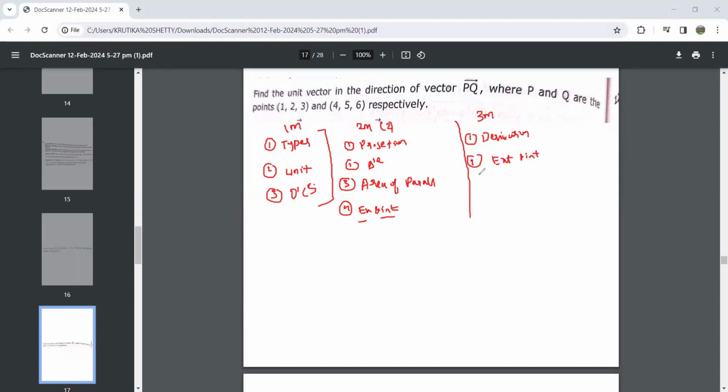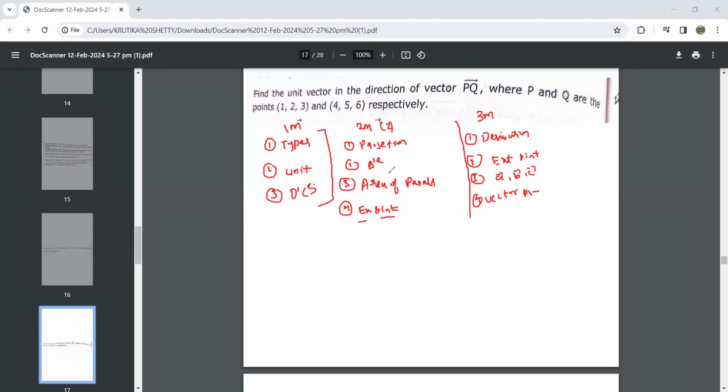If both external and internal have been asked, they ask it for 3 marks. And then the next 3 mark question occurs on finding the dot product of 3 vectors a, b and c. Based on this the question is occurring, and a few questions will occur from vector product. So these are the concepts from where the questions are occurring.